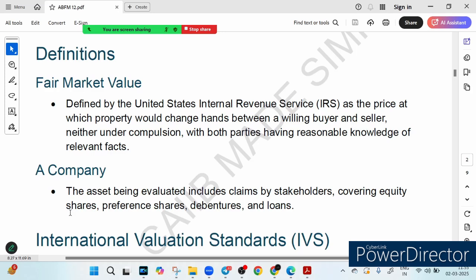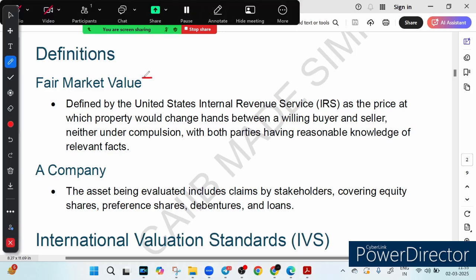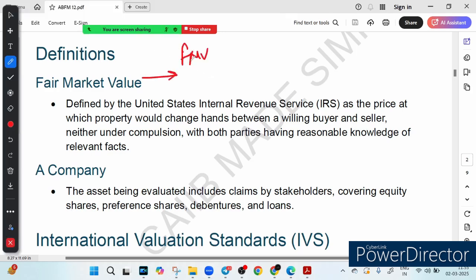But what does fair market value mean? And how do international standards ensure accuracy? Let's break it down in the simplest way possible. So in simple words, we can say FMV or fair market value is nothing but the true price tag, right? So when I say fair market value, it is the price at which a company or asset would change hands between a willing buyer and a willing seller, right?